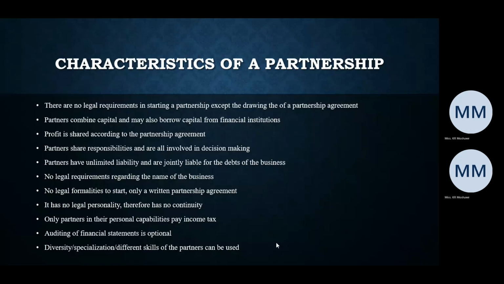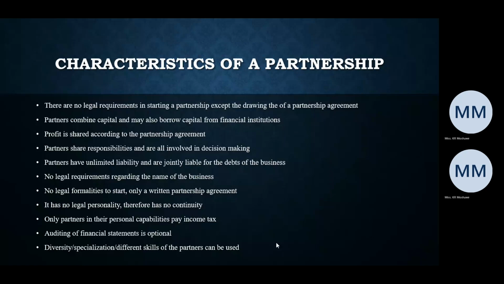Profit is shared according to the partnership agreement. So if you take out 40% of capital to start the company and your other partner takes out 60%, whenever your profit comes back, one will get 40% and the other one will get 60% of the profit that you make. Partners share responsibilities and are all involved in decision making.